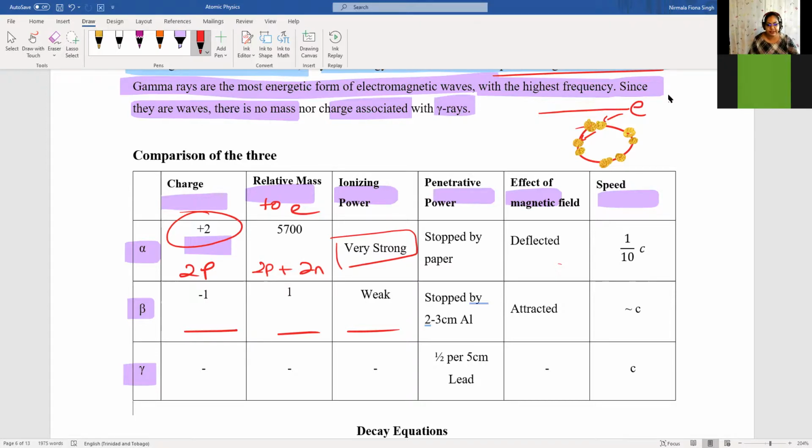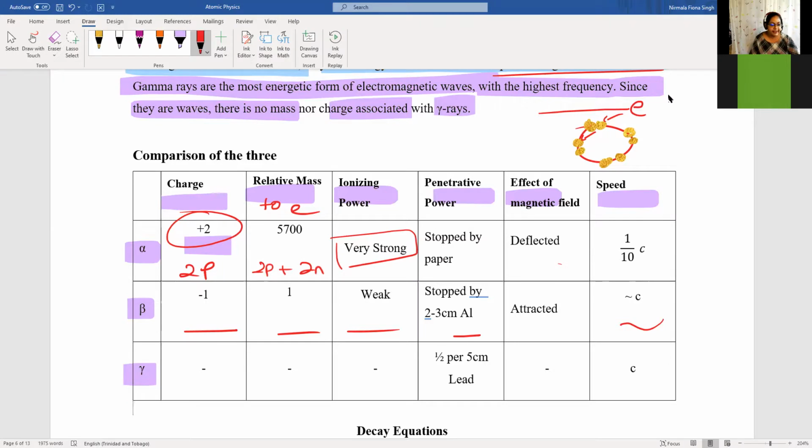It can be stopped by 2 or 3 centimeters of aluminum. Meaning if you get aluminum that's 2 or 3 centimeters thick, which is pretty thick, about the entire length from the top of your thumb to the first little marking on your thumb, a sheet of aluminum that thick will stop it. Beta particles are attracted to a magnetic field. It moves nearly at the speed of light, so it's real fast.